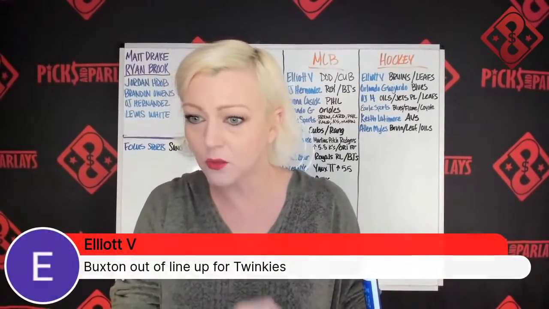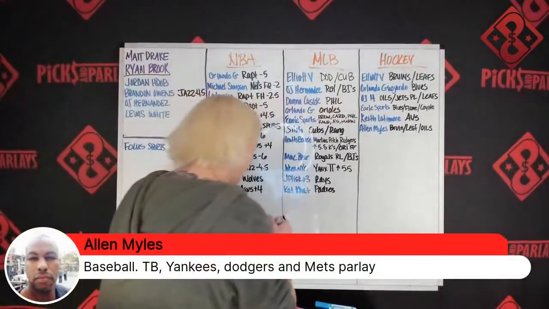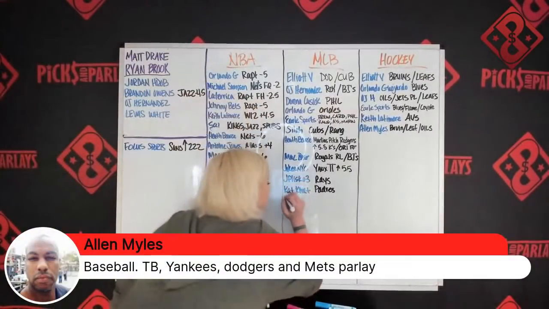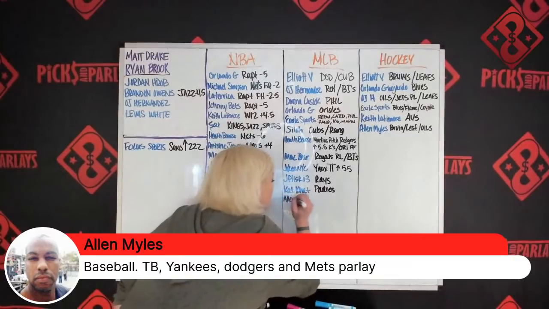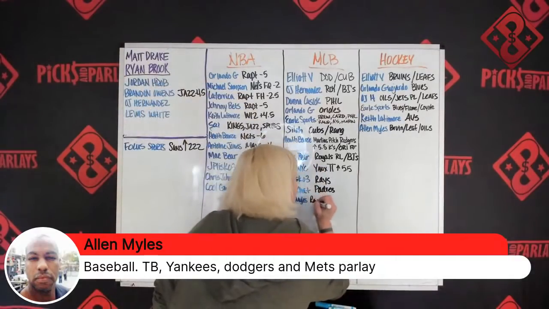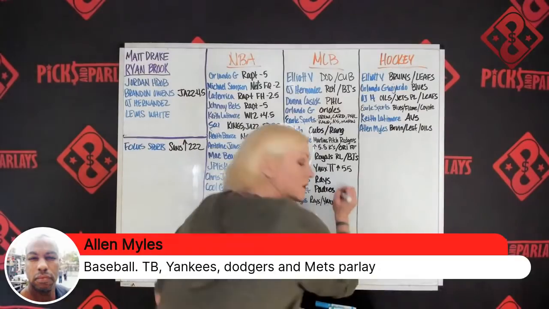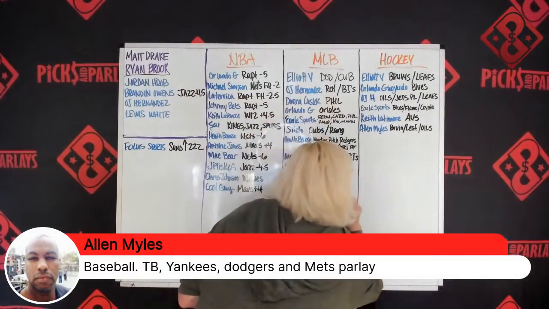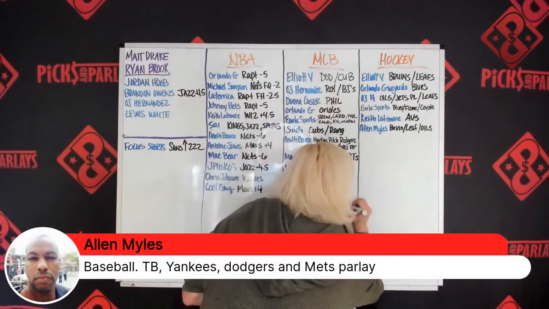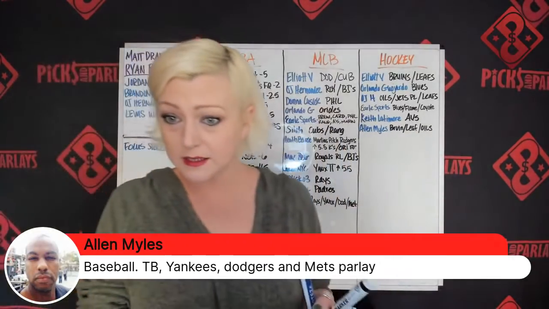Alan Miles is going to roll with those Rays, Yankees, Dodgers, and Mets. He's going to parlay them all. So Rays, Yanks, Dodgers, Mets. Are the Mets playing today? That's excellent. Agreed, Ryan Book.